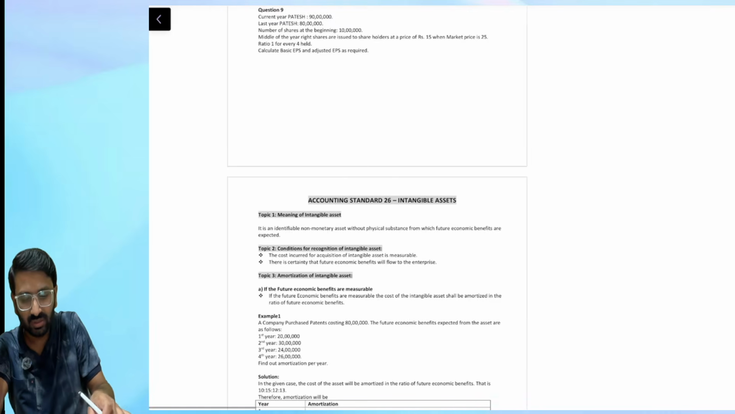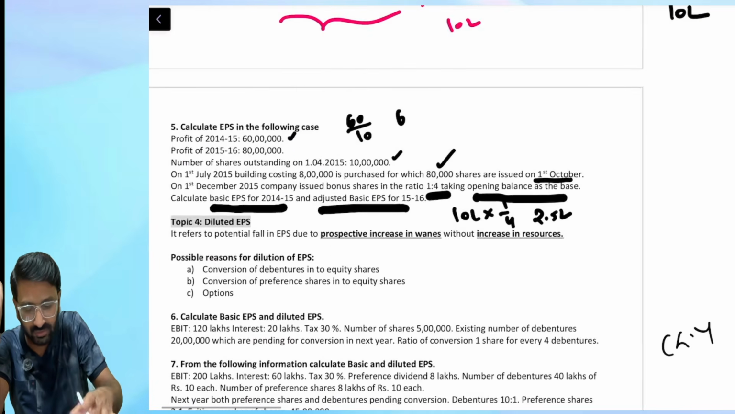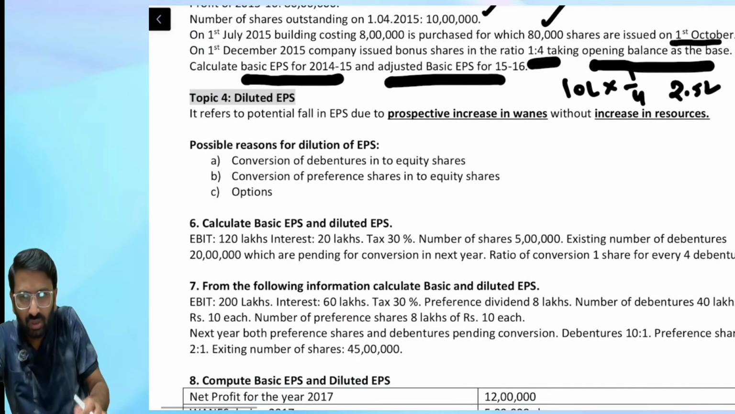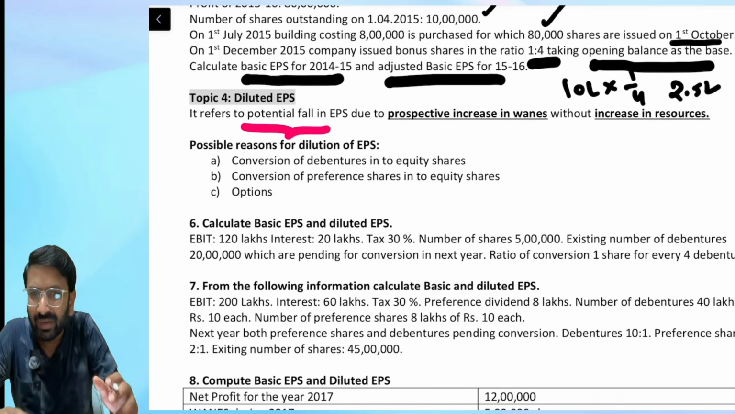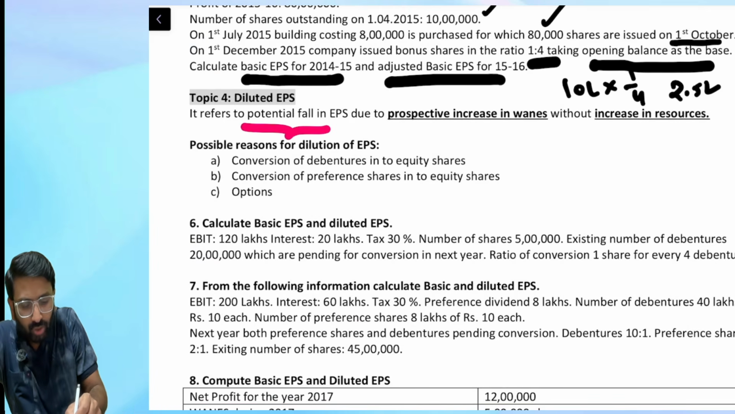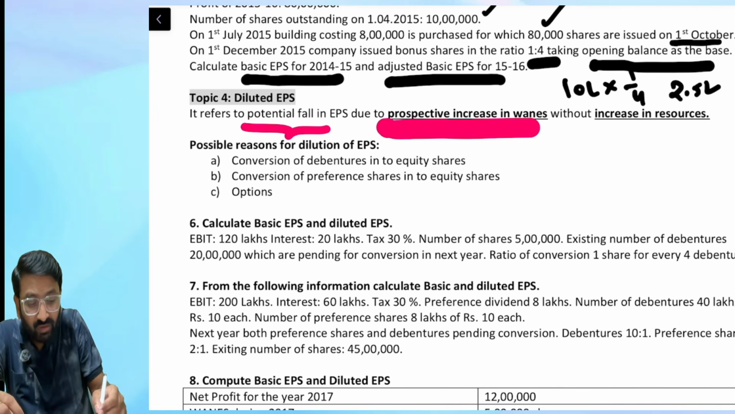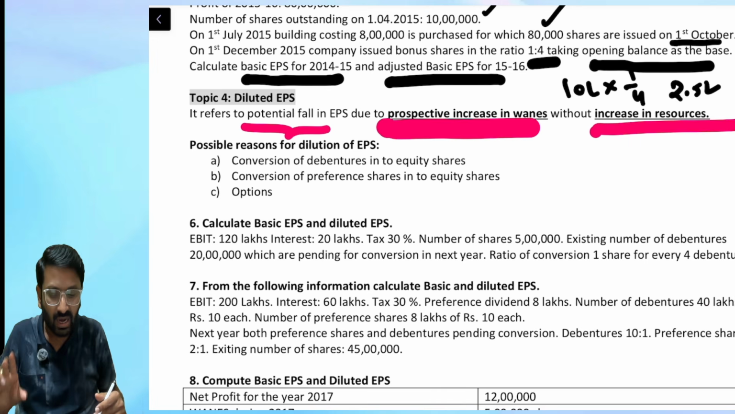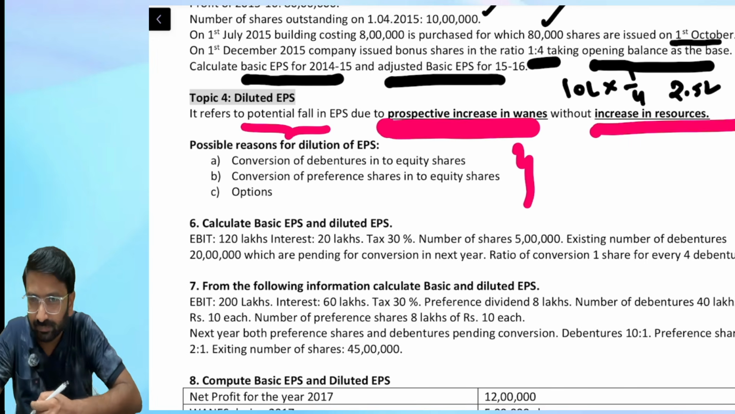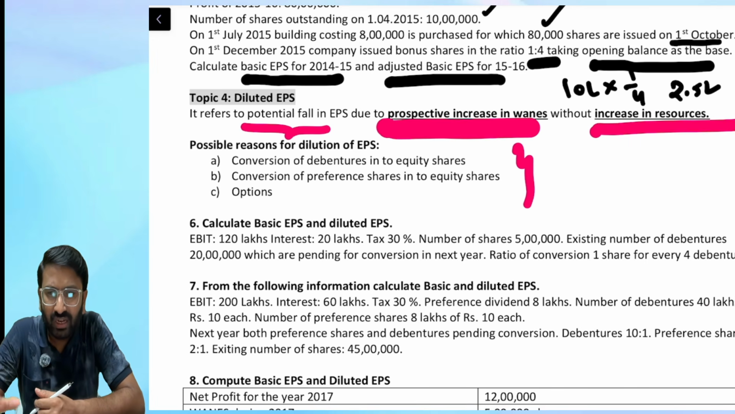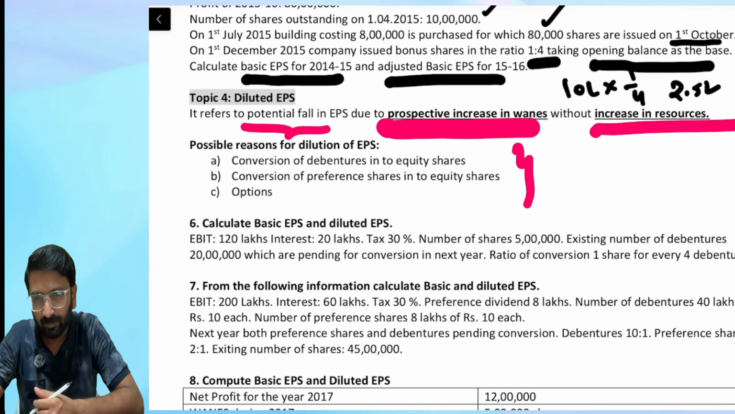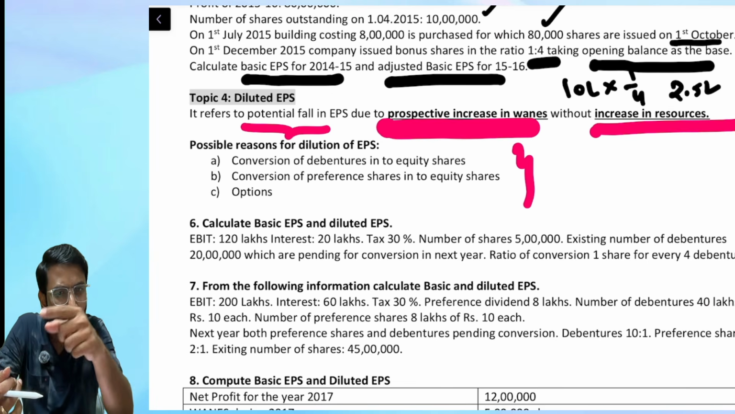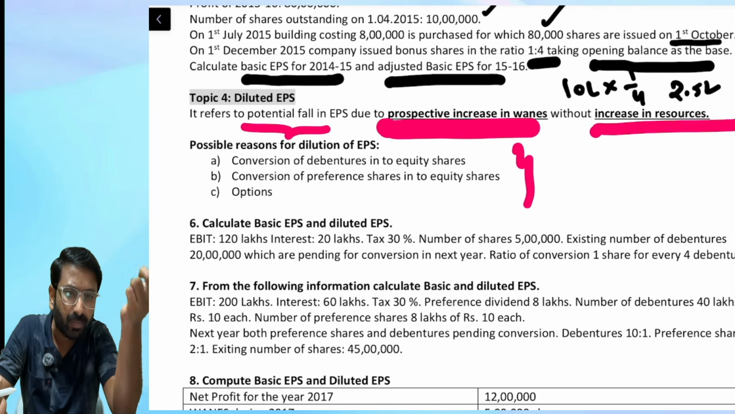Okay, now just look at the definition of diluted EPS. So what is that? It refers to potential fall, nothing but anticipated fall due to what? Increase in the number of shares without increase in resources, which is number should go up, but money should not come in. And there are three possible reasons for dilution. First one, conversion of debentures into equity. So if you're converting debentures into equity share, what will happen to the number? Number of shares will go up, but money will not come.